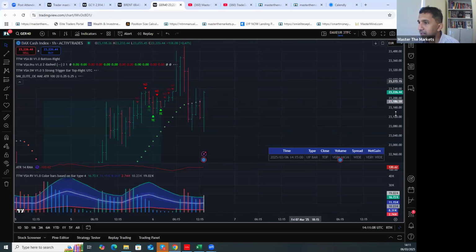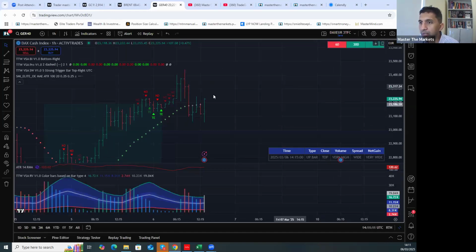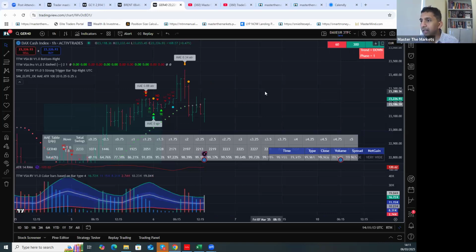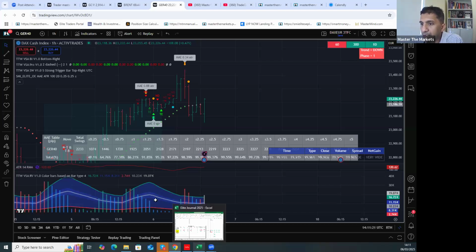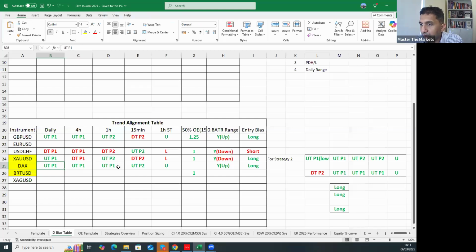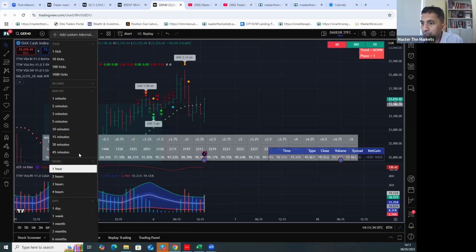So you can see that on the 1-hour, let me just wait for that to load up. At the 1-hour, it has just taken out this low here. So it's a downtrend phase one at the moment, right? It's done a price structural failure. So it's a downtrend phase one. And then on the 15-minute, the 15-minute is what I'm taking a look at.